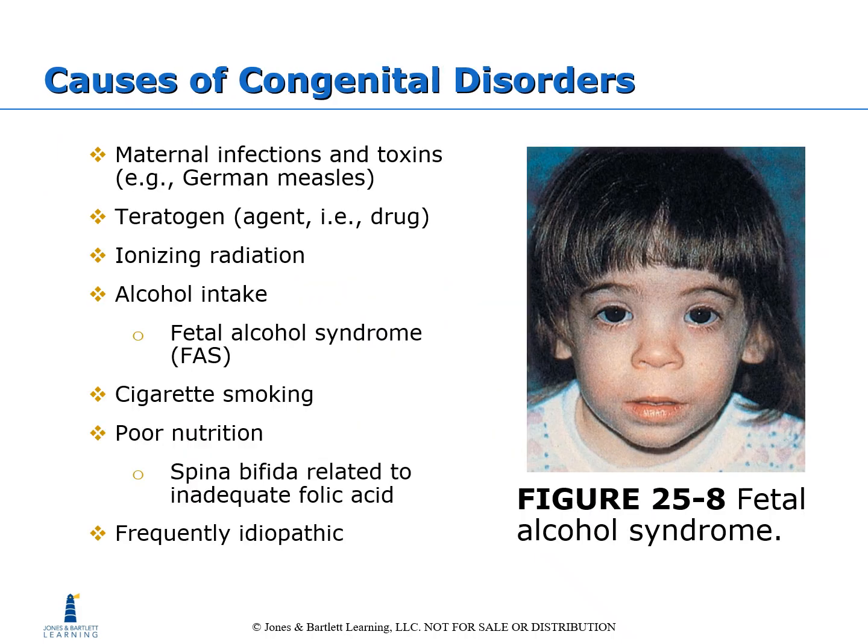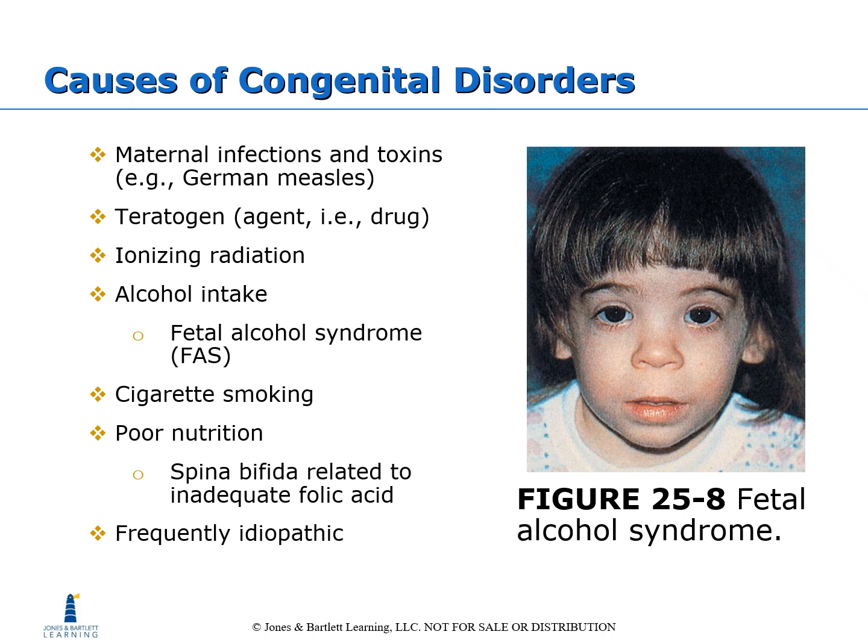Causes of congenital disorders. Congenital disorders can be caused by maternal infections like German measles, which is also called rubella, teratogens, thalidomide, certain medication, ionizing radiation, alcohol, fetal alcohol syndrome, cigarette smoking, low birth weight, poor nutrition, folic acid deficiency causes spina bifida, and many causes are idiopathic, meaning unknown cause.